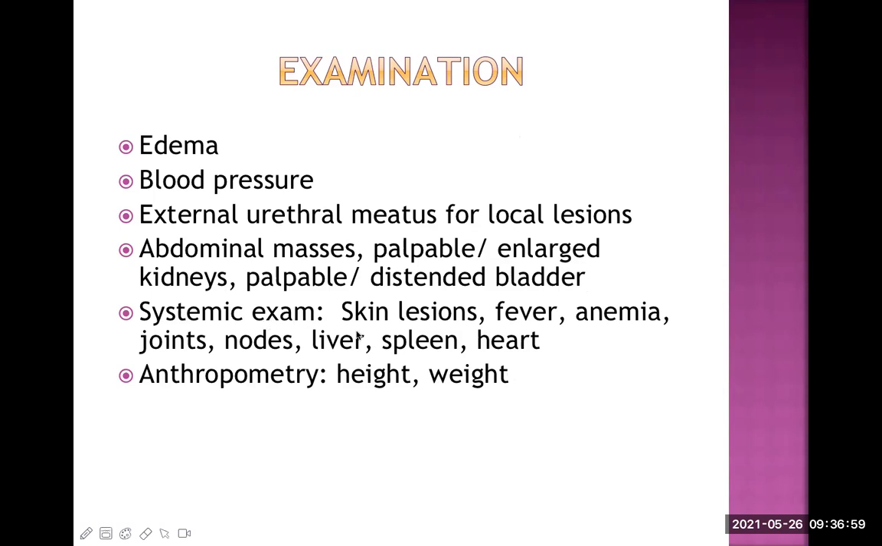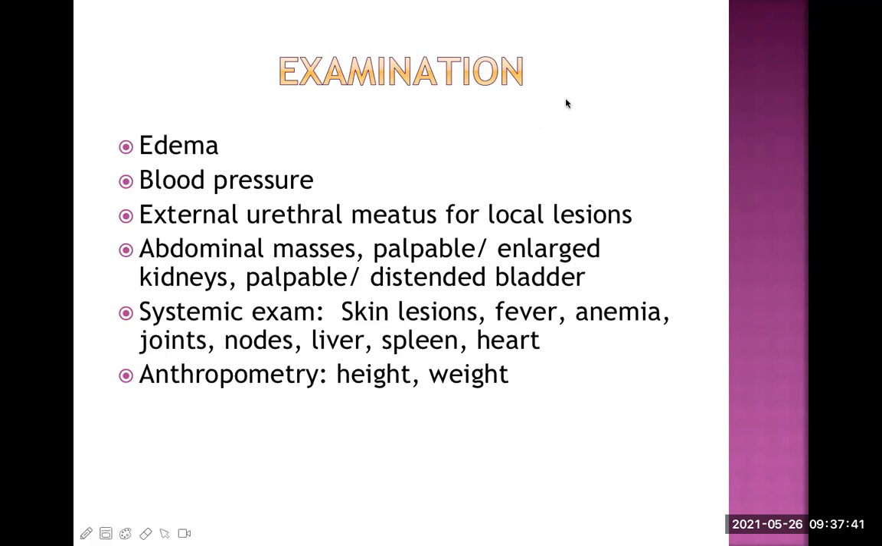Now, the other type of examination would be systemic exam. You look for skin lesions. What type of skin lesions are they? They are especially more common in HSP and connective tissue disorder. Examine for fever, take the temperature, examine for anemia, examine the joints, whether they are tender or swollen or not, examine for lymph nodes, palpate for liver and spleen enlargement, and examine the heart. Remember, the cardiovascular system is usually affected secondarily to the kidney involvement because blood pressure is increased, blood volume is increased, and that can damage the heart.